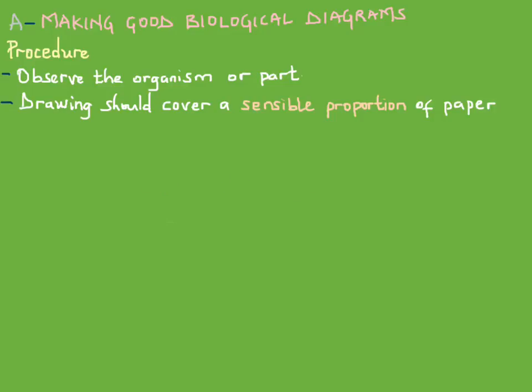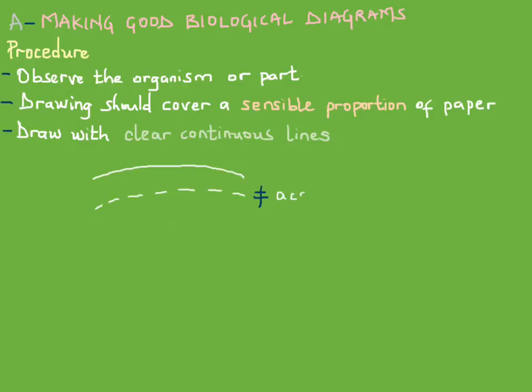It is also necessary to note that you have to draw with clear, continuous lines. Dotted or broken lines are not acceptable because they are not clear. Always use an eraser to rub out any unwanted lines. Another thing to remember when making a good biological diagram is to avoid too much detail. Where detail is to be included, this should be drawn properly.